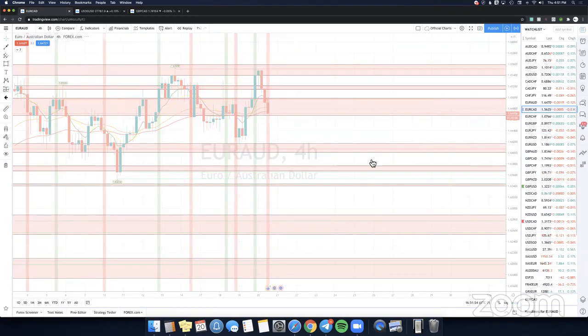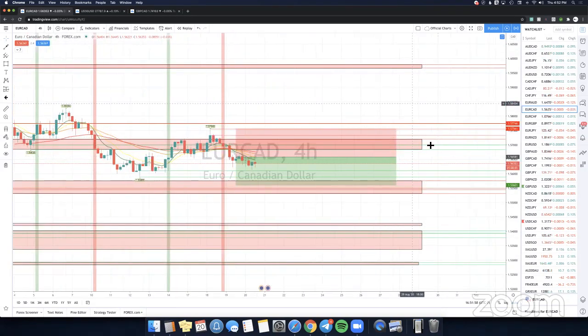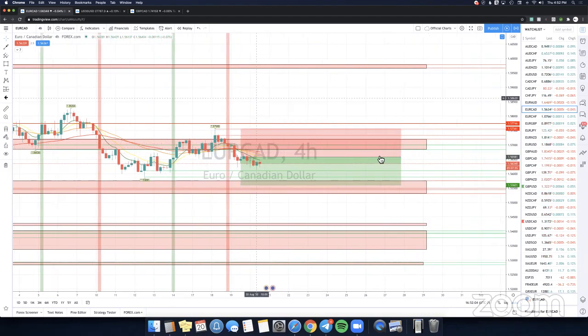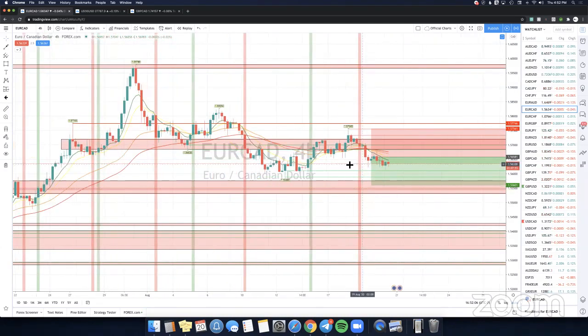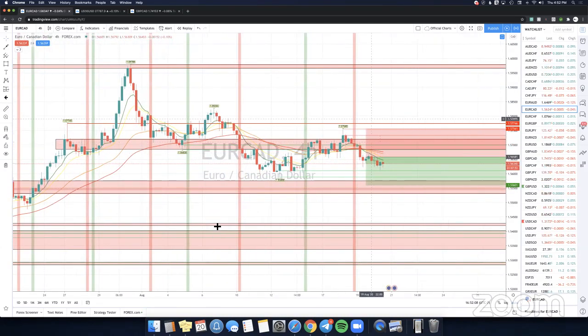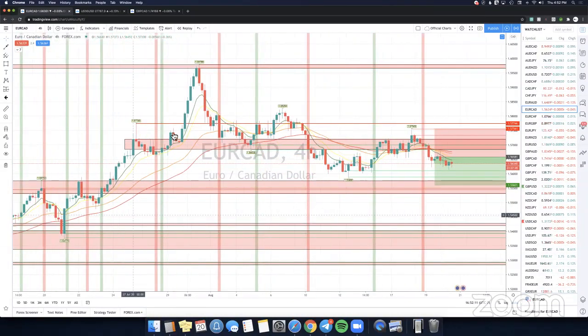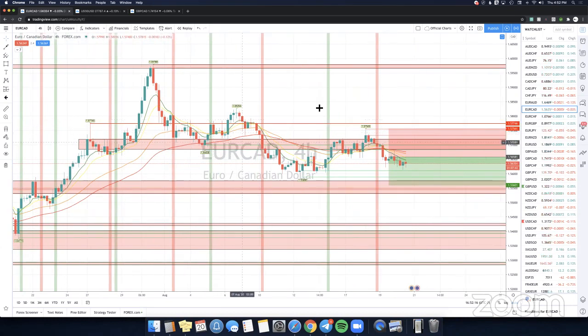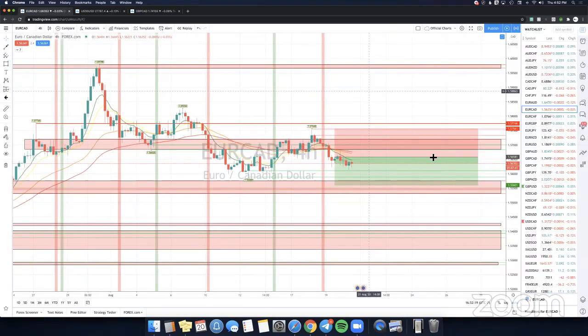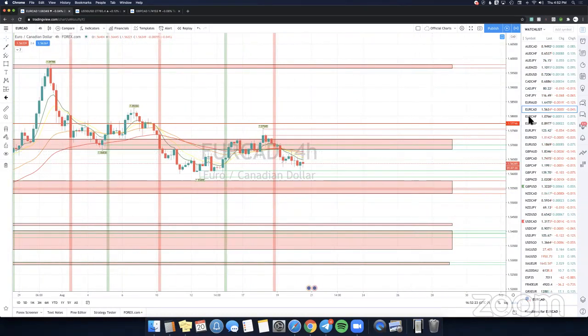Euro CAD, I don't know why I didn't... I don't think I called this because there was just too much going on in the chart. This is another pair I don't really like trading when there's no clear trend. Right here, I'll take a buy right here and right here, but as it came down this way sideways, it's just too risky. There's no specific direction for price, so there's no entry there.